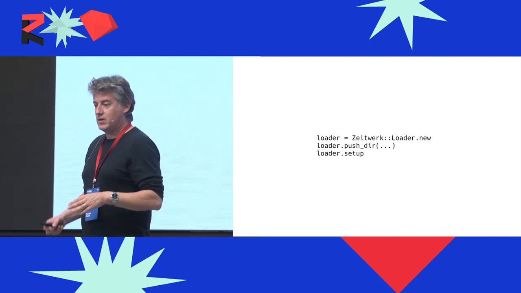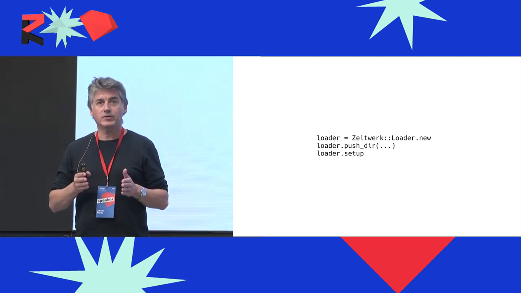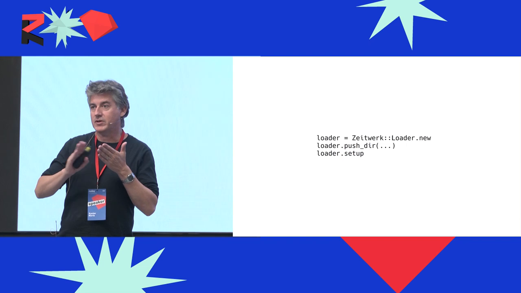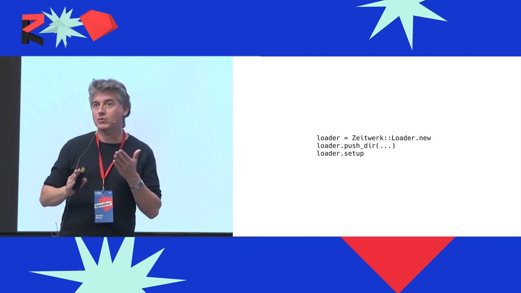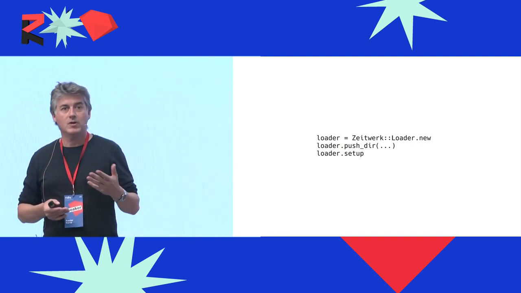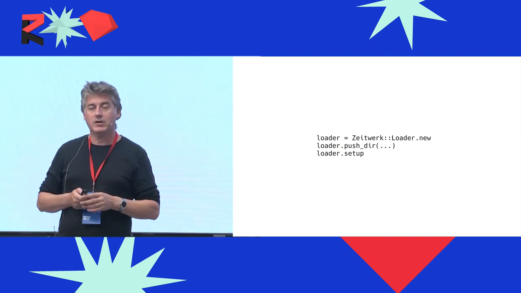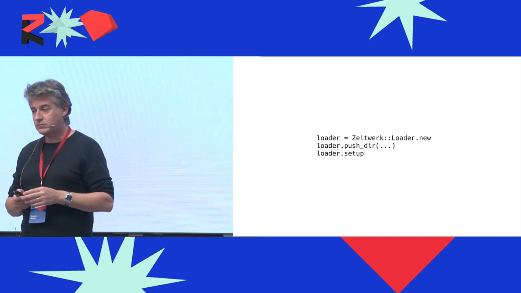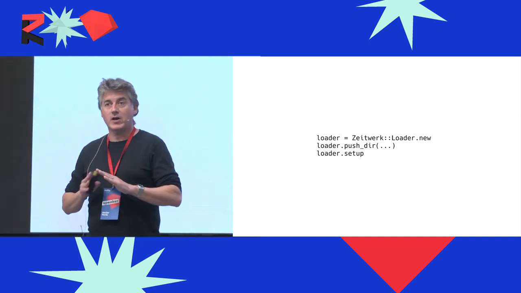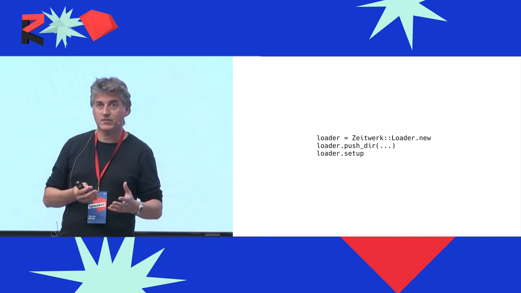This is the basic API. You instantiate a loader, then you say which are the root directories from where you want to autoload. In the case of Rails, app/models, app/controllers, you know, the autoload paths we call in Rails. You set them. In the case of Rails, you do not have to do that.